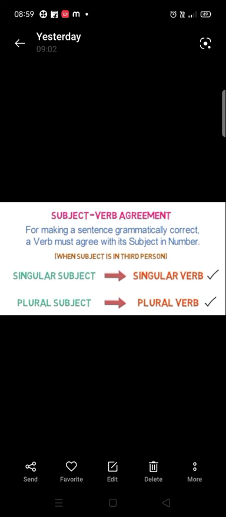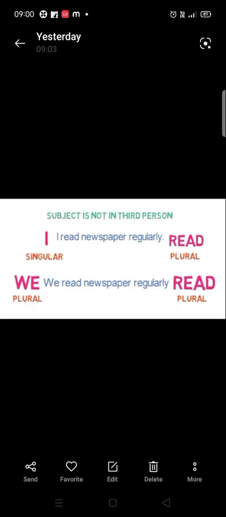So let's revise that when the subject is in third person, singular subject, singular verb, plural subject, plural verb. But when the subject is not in third person, singular subject, plural verb, plural subject, plural verb. So I hope the concept is clear with you. Let us now do the exercises from your book.